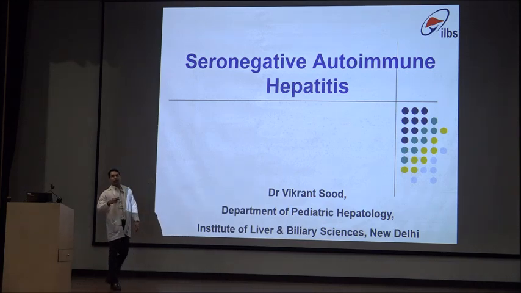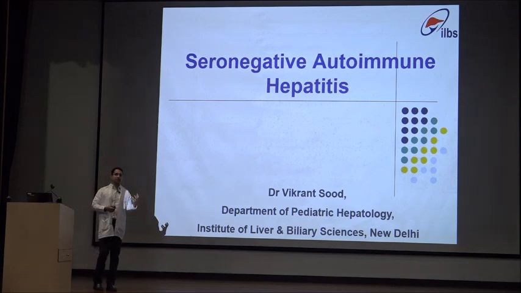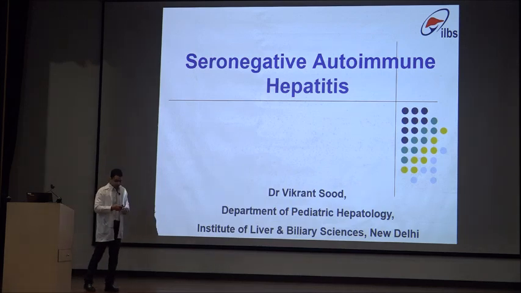For those who are not aware what is autoimmune hepatitis and what is seronegative autoimmune hepatitis, seronegative basically means that we are diagnosing an autoimmune disease without the antibodies. So they do not have positive autoantibodies, that is why this is known as seronegative autoimmune hepatitis.